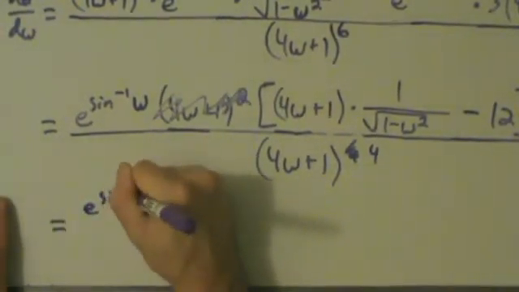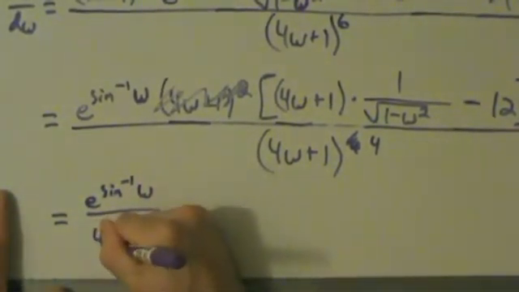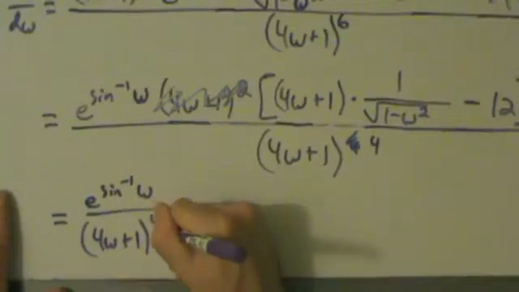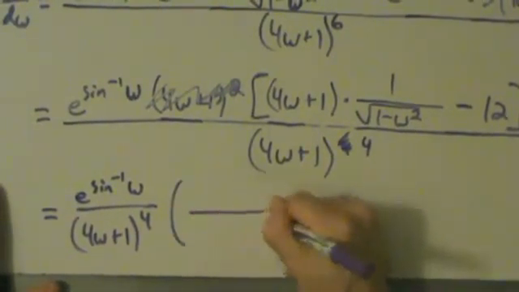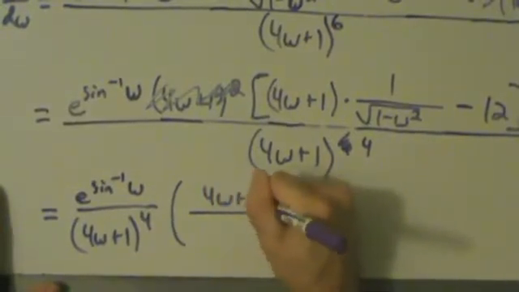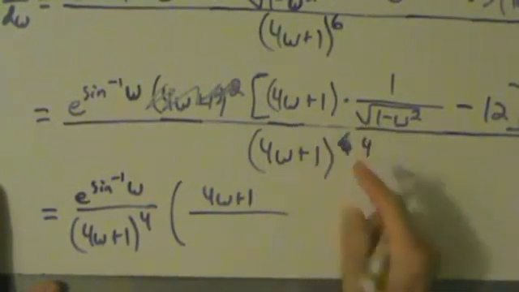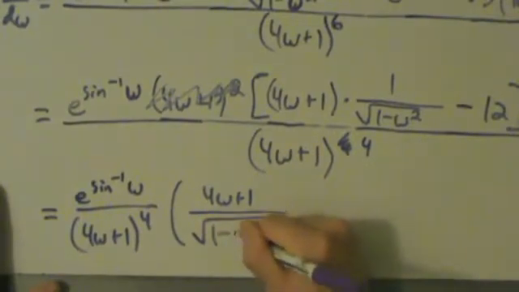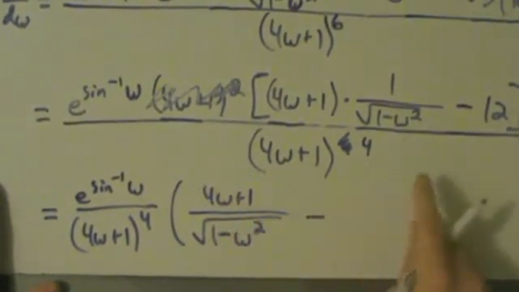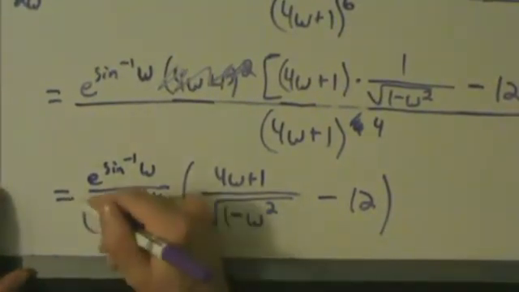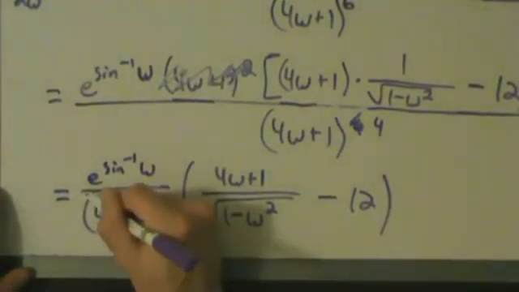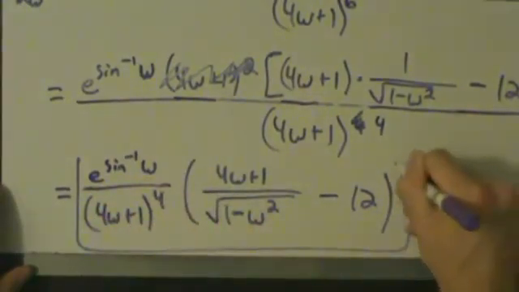Let's say e to the inverse sine of w divided by 4w plus 1 to the 4th, okay? And then times this 4w plus 1, and then divided by root 1 minus w squared. And then we still have minus that 12. Okay, so that's just all the same stuff, but cleaned up a little bit. So that's our derivative here, this guy right here.